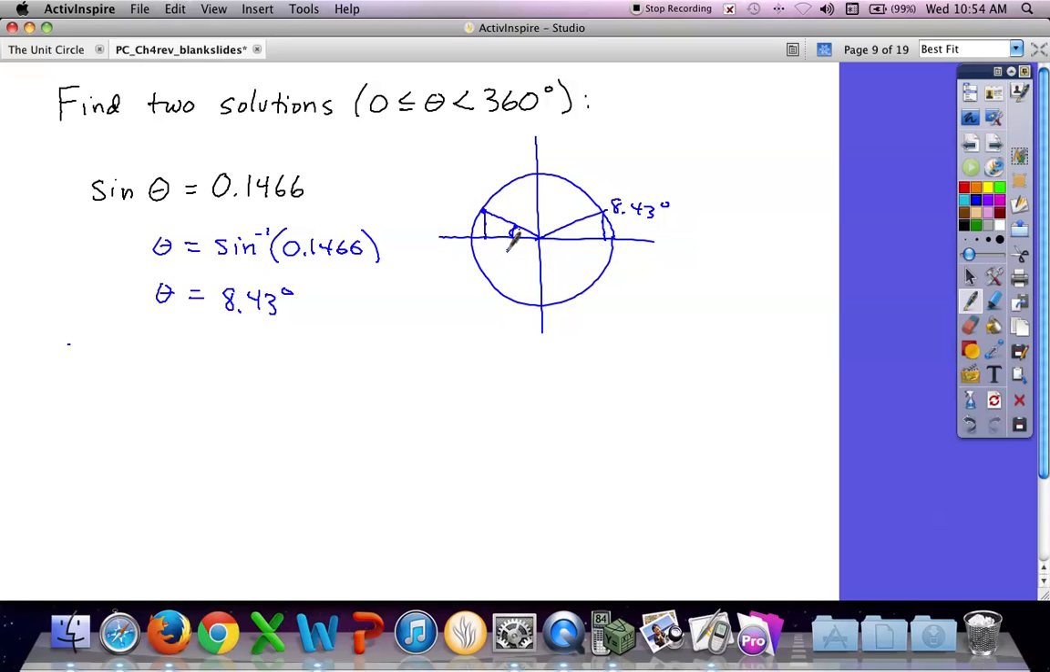So how can I find this value? 180 minus 8.43, right? If we're 8.43 degrees short of going all the way around to 180, then this one right there would be 180 minus 8.43 degrees. Say again? 171.57.